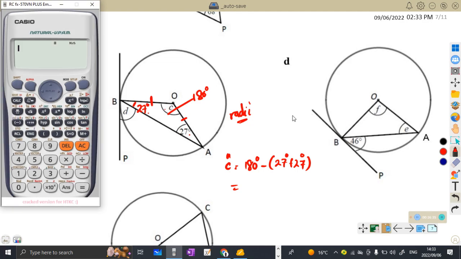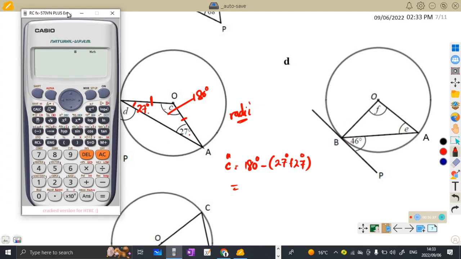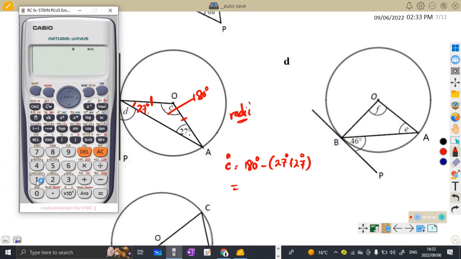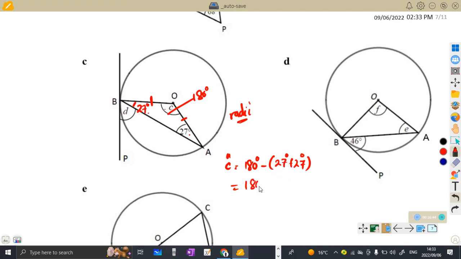Now I don't know what is actually happening with my calculator, but let's hope it's 180. If you have got this, you can add these two. That's 180 minus this is going to be 14 here. That's 14. We give 1 here.